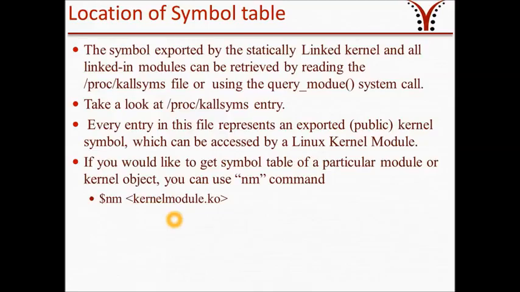Our next topic is the location of the symbol table and how to find it. The symbols exported by the statically linked Linux kernel and all loaded modules can be retrieved by reading the /proc/kallsyms file or using the query_module system call. Take a look at the /proc/kallsyms entry. Every entry in this file represents an exported kernel symbol which can be accessed by a Linux kernel module.